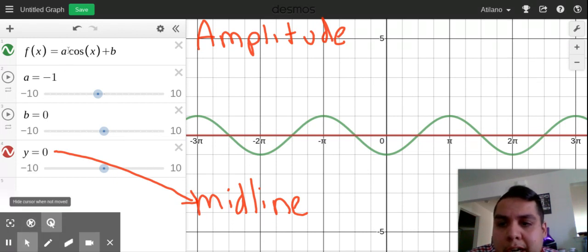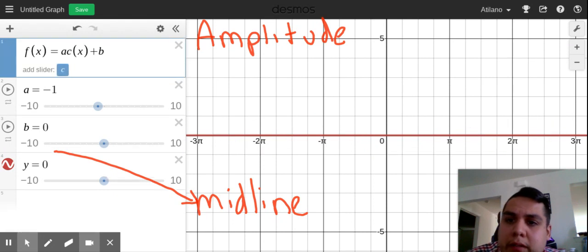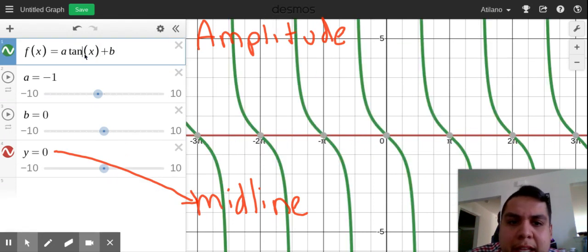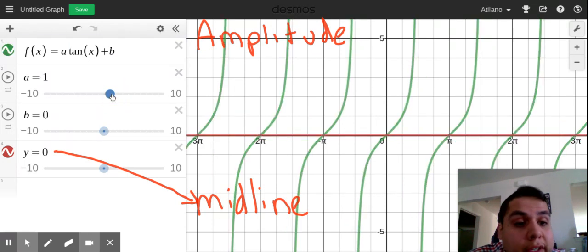However, when we talk about tangent, remember that tangent behaves very differently. That's a traditional tangent graph. It doesn't really have that oscillation, so to speak. You can argue that it maybe has a midline, but since there's no real oscillation occurring, it's just from -infinity all the way to +infinity, I would say you don't have to worry about the amplitude or a midline for a tangent graph.